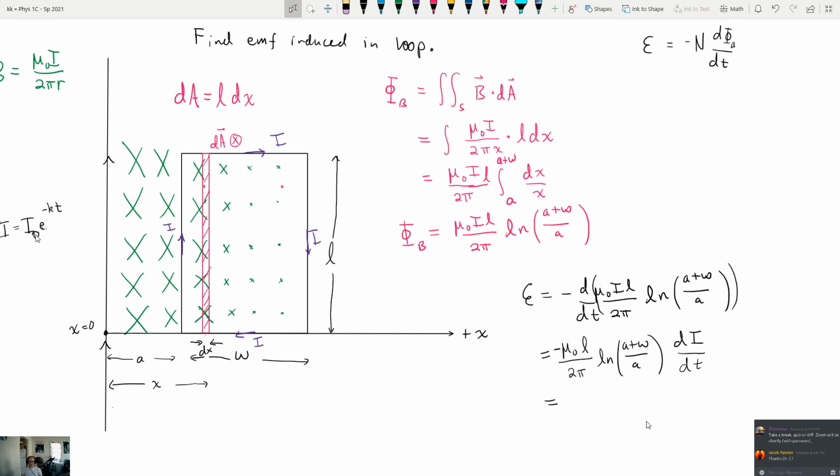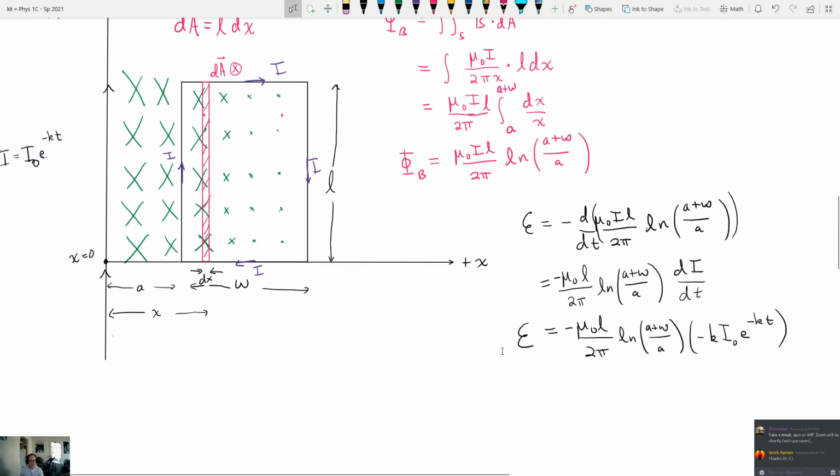So the derivative of this is just going to be negative k I naught e to the negative kt. So we'll have negative mu naught L over 2 pi natural log of a plus w over a. And then dI/dt is going to be negative k I naught e to the negative kt. And that is basically our answer. We're going to have one more line here, but that's pretty much the answer.